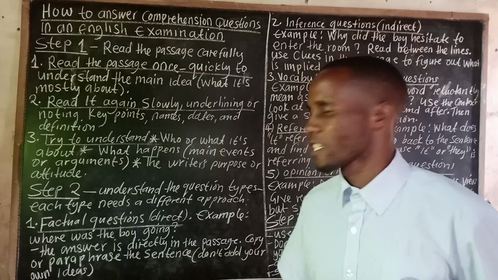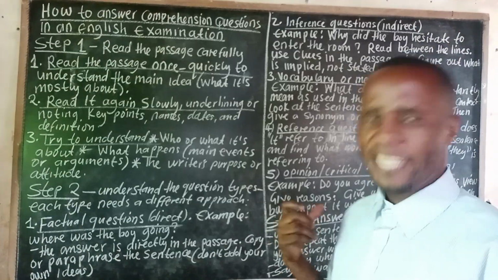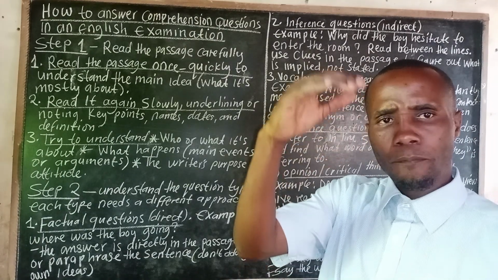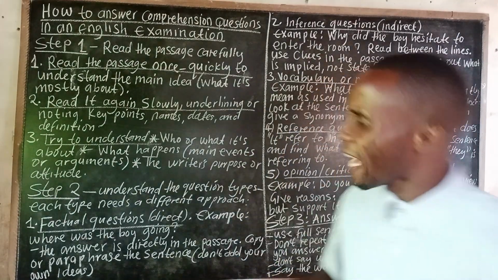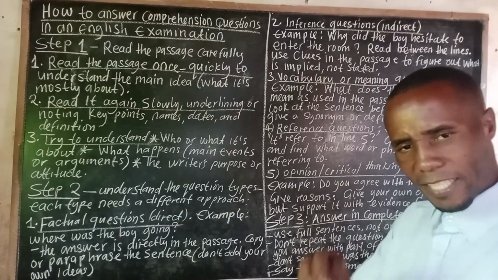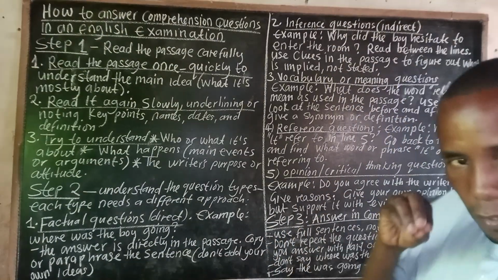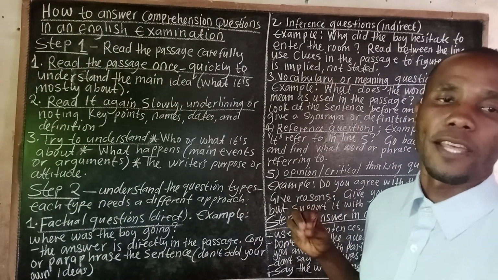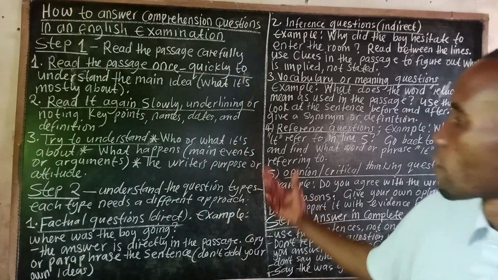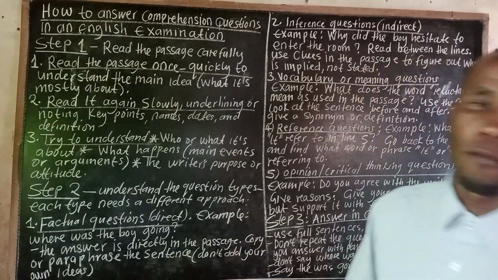So this type of questions are called factual questions, and when answering, go direct to the passage. Look for a paragraph that will actually answer that particular question directly. And as you are getting the answer, just get it direct. If this boy was going to school, just say the boy was going to school. That will be your answer. So that is factual questions. That is the approach to this type of questions.